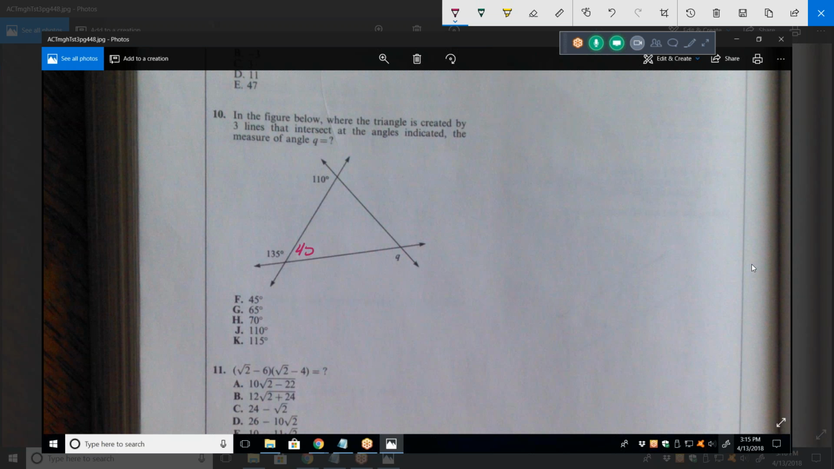Okay. That helps. And then if you do the same thing to the other one, the top one, that's 70. So 70 plus 45 is 115, and then subtract that from 180. So then angle Q, that's 65, right? Yeah. Okay. So then you could just subtract that from 180. So then you know angle Q is 115.